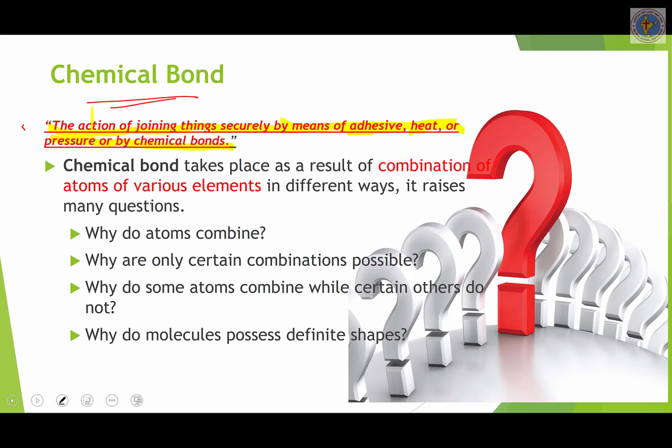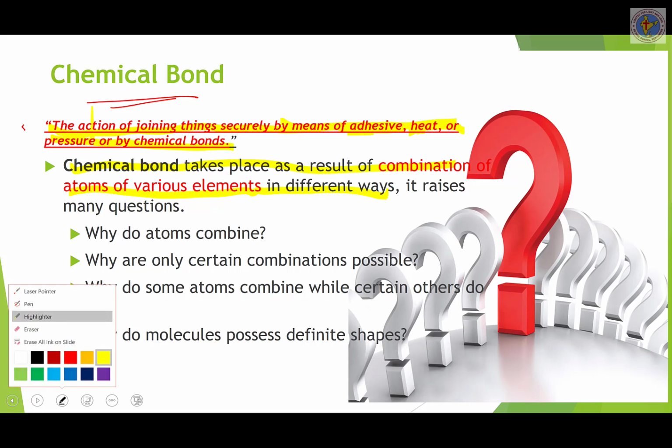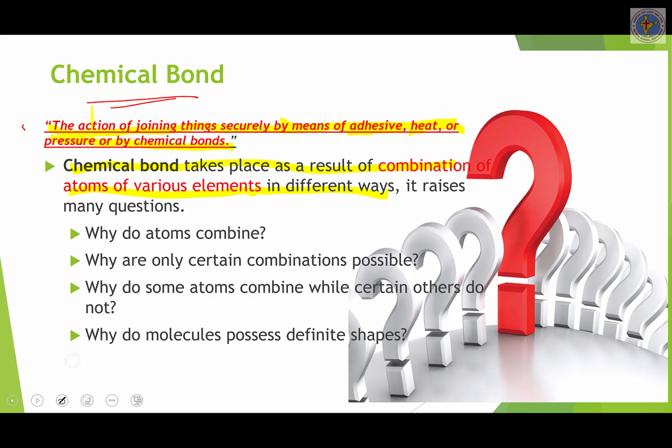So here we are learning about chemical bond. How can you define chemical bond? Chemical bond takes place as a result of combination of atoms of various elements in different ways. But still we have many questions in our mind. Children, here are the questions that we want to answer during this session. Why do atoms combine? Why are only certain combinations possible? Why do some atoms combine while others do not? Why do molecules possess definite shapes? Let us try to find the answers to all these questions.